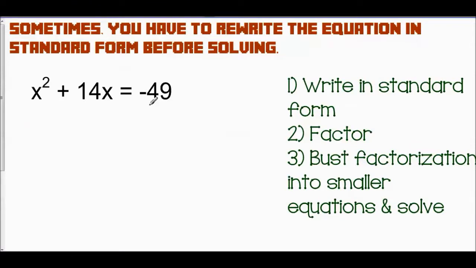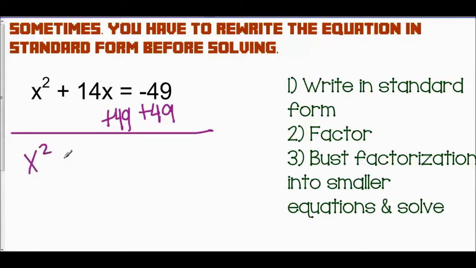And then here's probably the most difficult kind that you'll see. Sometimes you have to rewrite the equation in standard form before solving. In this one, it's not set equal to 0 yet. So what you're going to have to do is first write it in standard form, which means I need to move that -49 over to the left side of the equal sign. In order to do that, I'm going to add 49 to both sides, which gives me x squared plus 14x plus 49 equals 0. Now that everything is on the left side, I'm ready to factor.